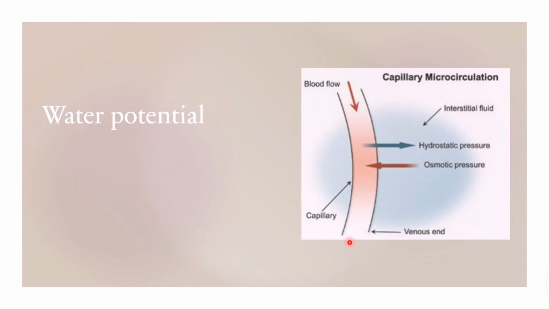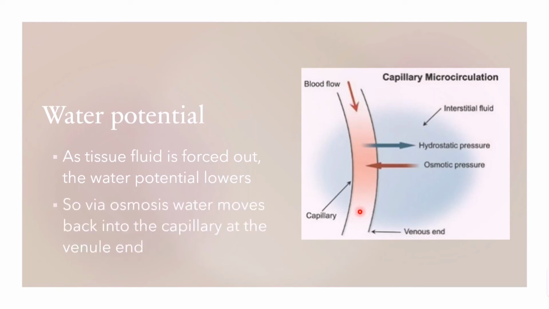So now we're going to be looking at water potential. So as the tissue fluid is forced out due to hydrostatic pressure at the arterial end, the water potential in our capillary lowers. So as we go down this capillary and all of the tissue fluid is moving out due to our hydrostatic pressure, our water potential is lowering as we go down.